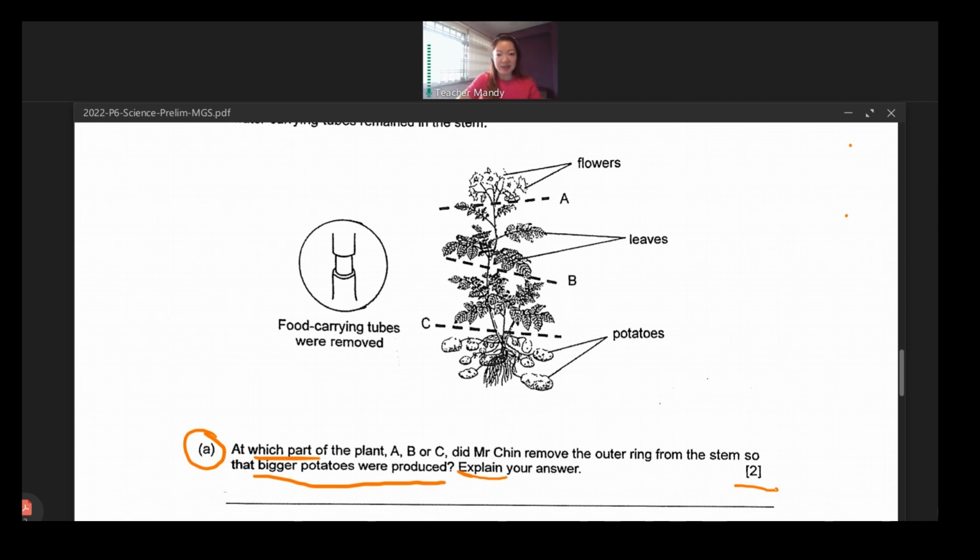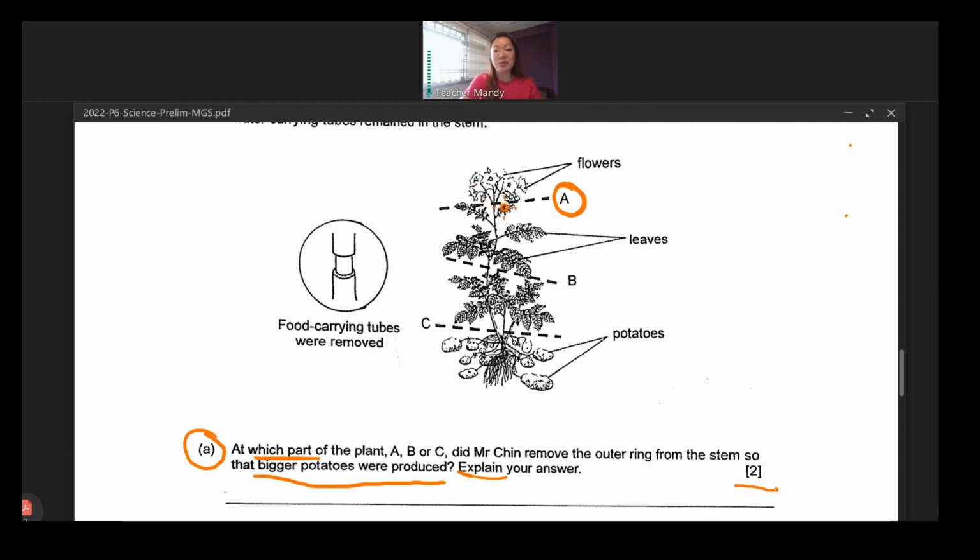So because of this, we would like to have as much food from the leaves being transported to the potatoes. Because of that, the food carrying tubes that were removed were probably at part A. Because once you remove the food carrying tubes here, the food that is made in most of the leaves will not be transported to the flowers. So where would they go? They will go to other parts of the plant.